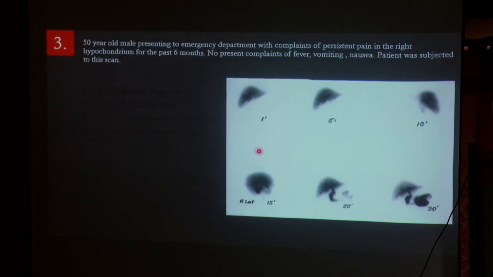So that's the next question. This is a 50-year-old male presenting to the emergency department with complaints of persistent pain in the right hypochondrium for the past 6 months. Now the present complaints of the patient are fever, vomiting, nausea. So what is the finding that is seen here?